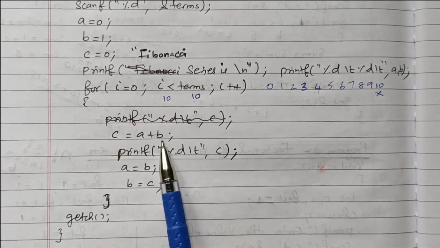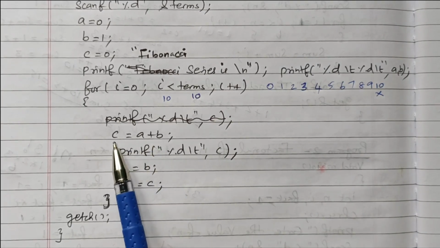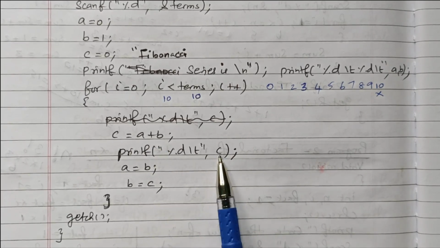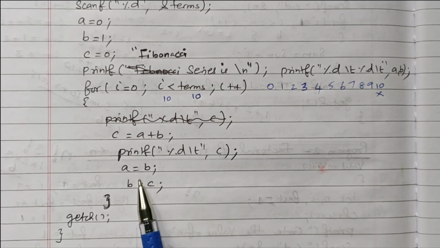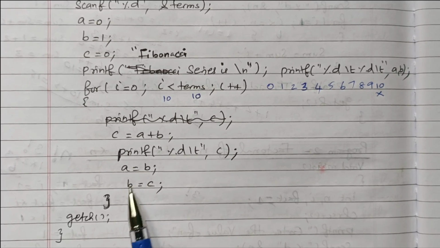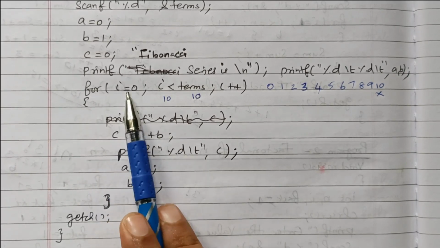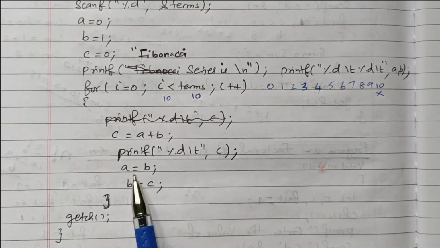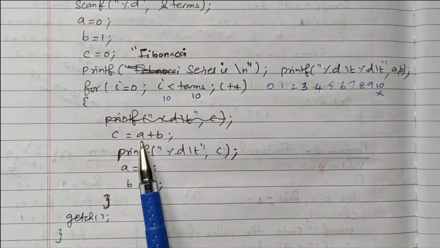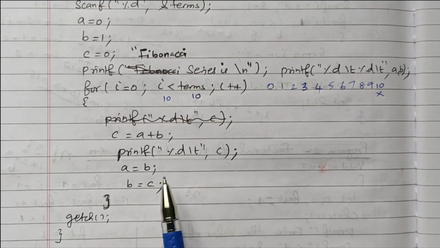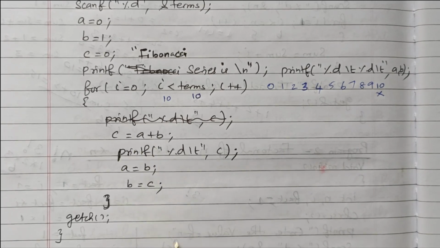Now C equal to A plus B. That is our logic. The number is the sum of the previous two numbers, right. Then we print the third number. After printing, we need to exchange these numbers. B is stored in A, C is stored in B. Then we can go for the increment again. So the process will be repeated again and again, right. After printing, we are exchanging the numbers, so that again the number is the sum of the previous two numbers, right.